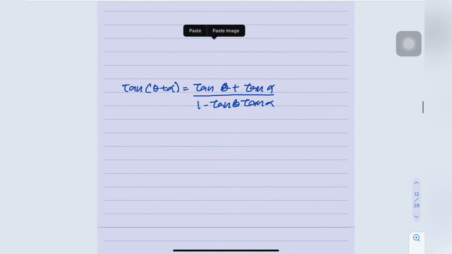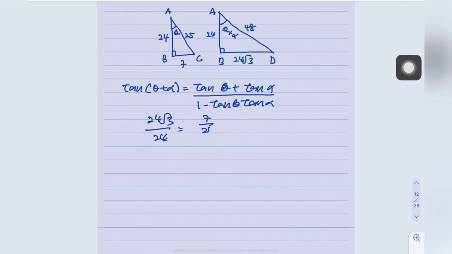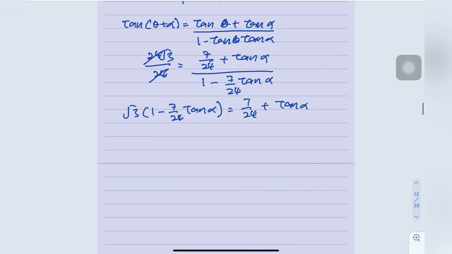Okay, so then by using the same right angle triangle, tan(theta + alpha) equals √3/24. Okay, tan theta is 7/24. So plus tan alpha over 1 minus 7/24 tan alpha. Okay, so this one we can simplify. √3 times (1 minus 7/24 tan alpha) equals 7/24 plus tan alpha.